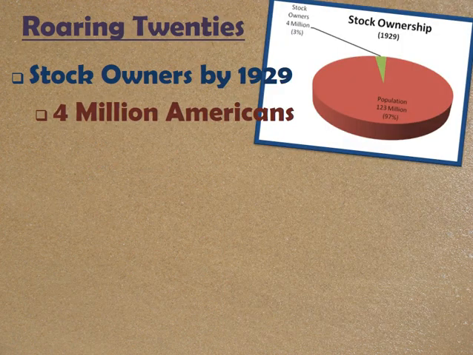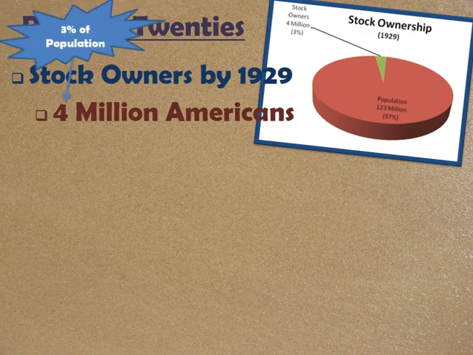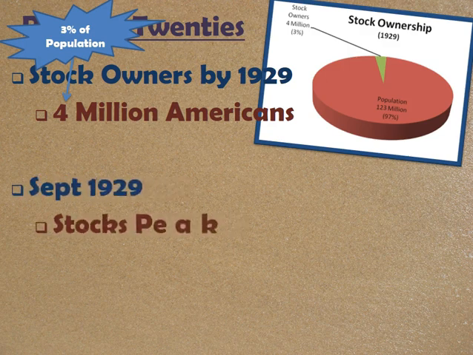So by 1929, over 4 million Americans own stock, which is only about 3% of the overall population. It doesn't seem like a whole lot, but when you consider 4 million Americans, that's still a lot of people owning stock. When 3% of the population owns stock, this is going to make an impact on the economy.